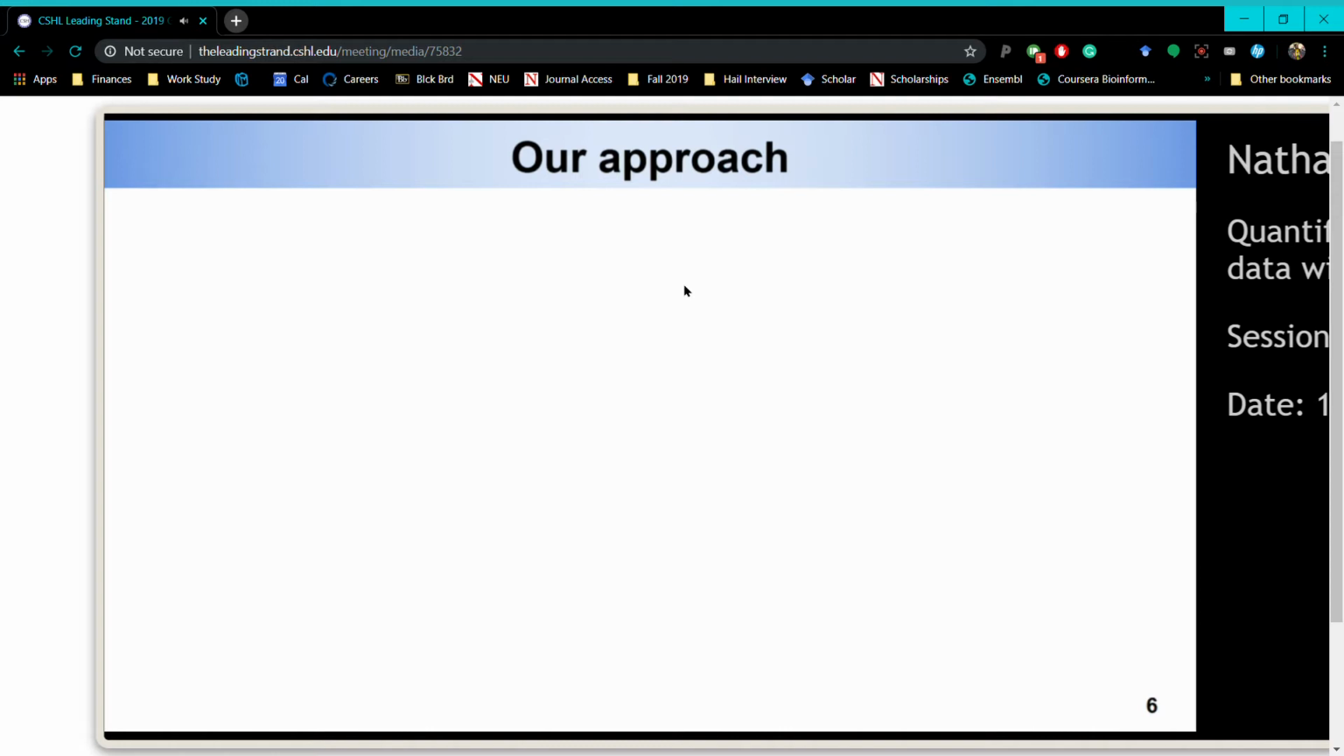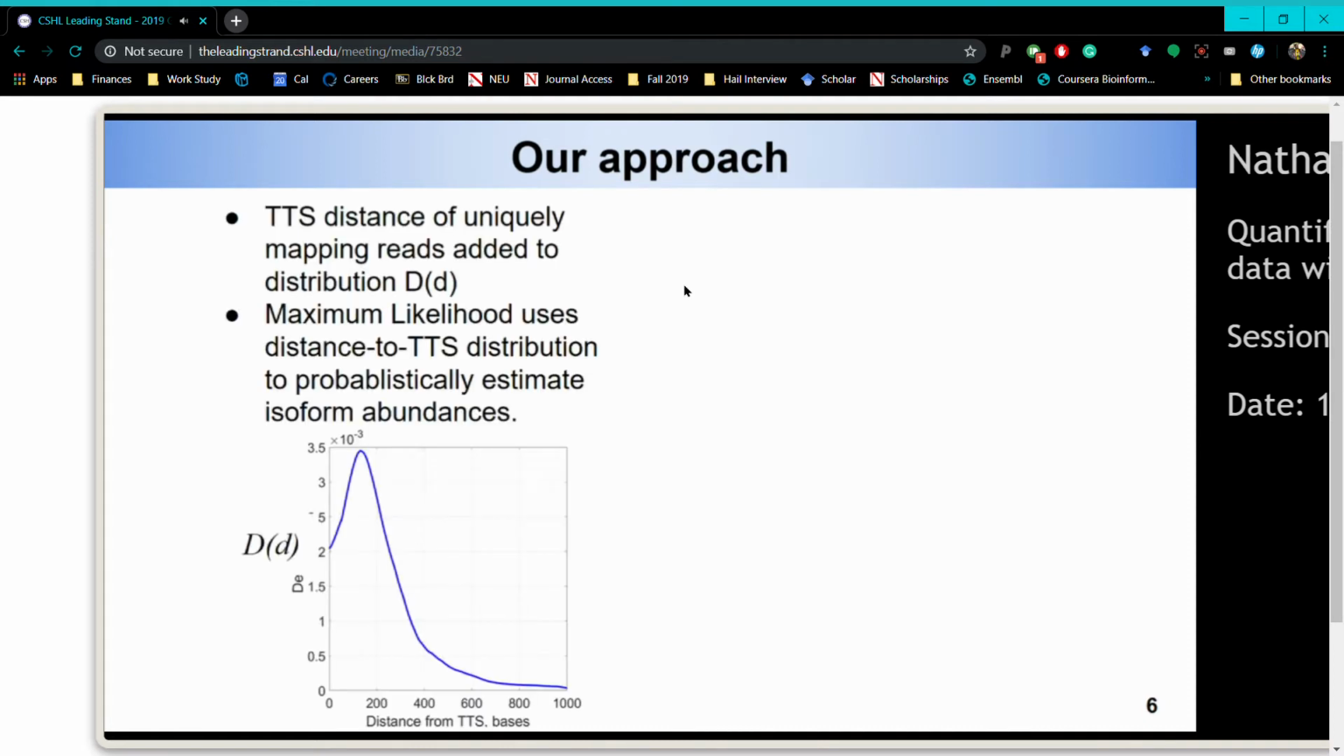So our approach, after forming these clusters using existing clustering tools, which I'll detail further in a bit, is to take all the uniquely mapping reads and add them to this distribution, which we call D of D. D of D is the distribution of distance from the transcript termination site for the reads, but it's obviously going to be unique between data sets. So we generate this distribution D of D for every single data set that is inputted.